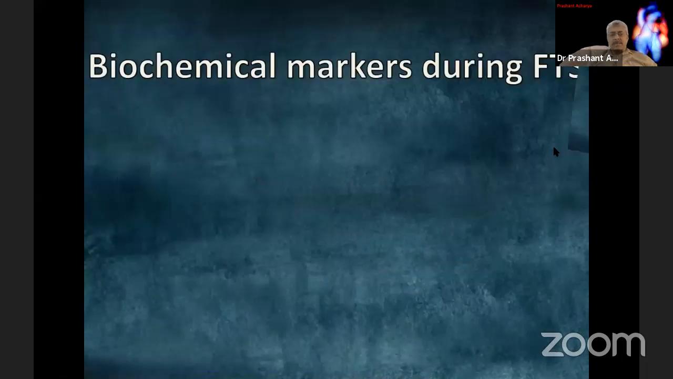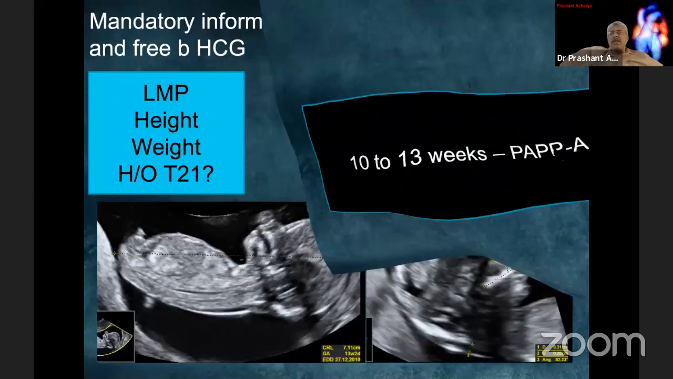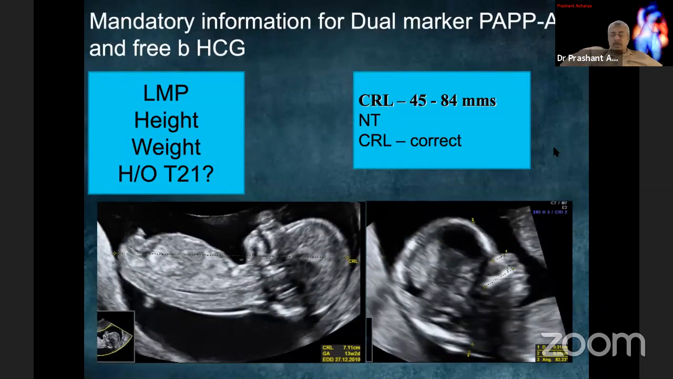Now, the double marker test. Biochemical markers using first trimester screening. It has to be done between 10 to 13 weeks 6 days. A few thumb rules: please provide LMP, height, weight to calculate body mass index, and whether she had a history of trisomy 21. Correct CRL is mandatory, necessary.